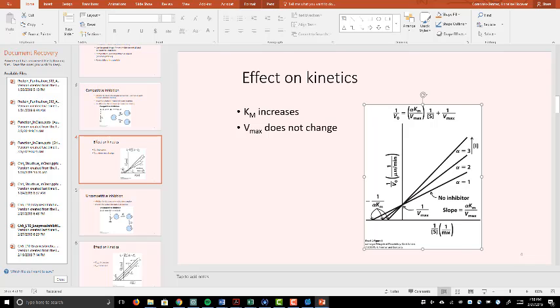And so the slope of the line is going to change, it's going to increase, but the intercept isn't going to change. Okay. Any questions on competitive inhibition? Yeah, Rupert.